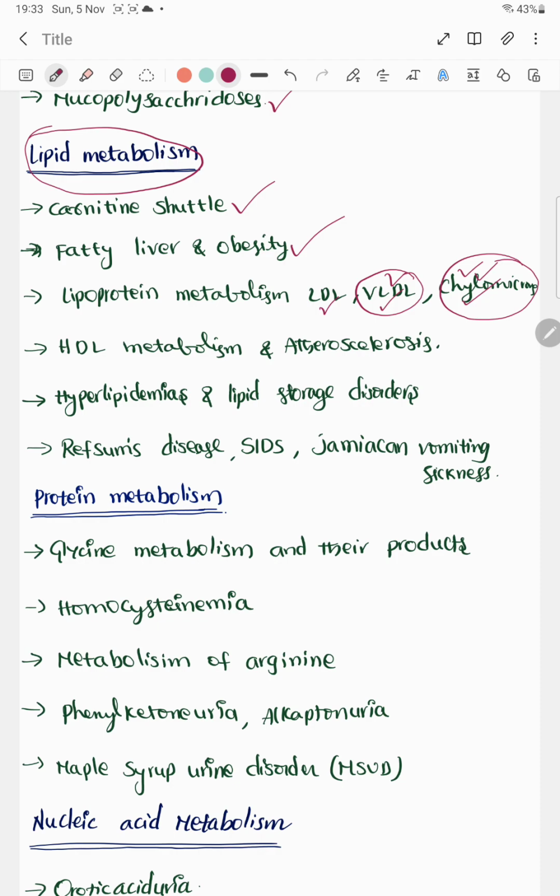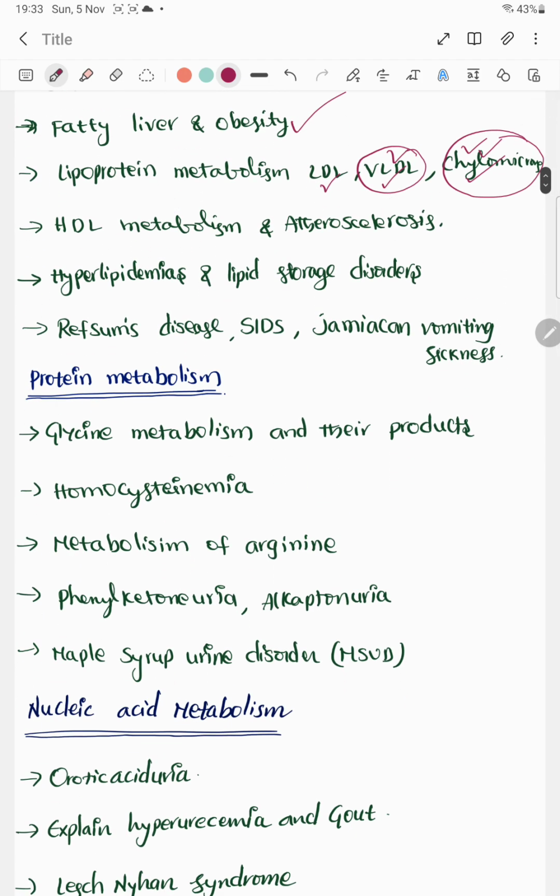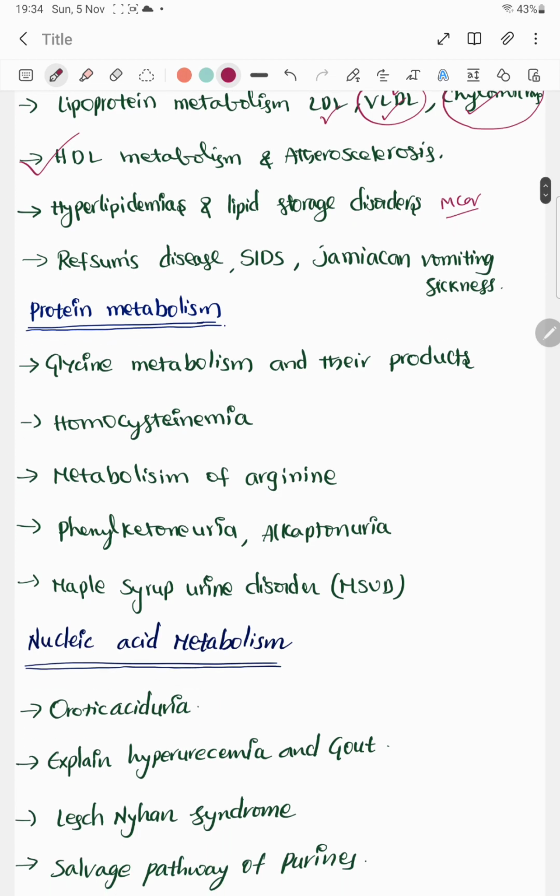For these two, there are individual videos; you can go through my video list and find the classes on VLDL and chylomicron. The next is HDL metabolism, which is very important. Atherosclerosis, again tick mark. Hyperlipidemia and lipid storage disorders may come in MCQs, so just see and go. Refsum disease is also very important. I can put a star mark over here. Very important, don't leave it.